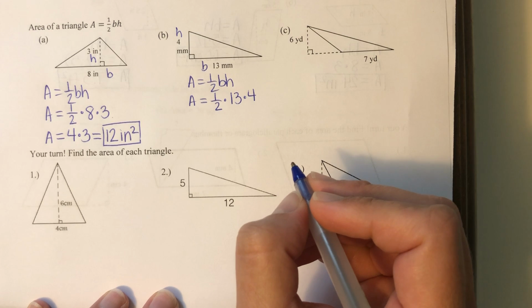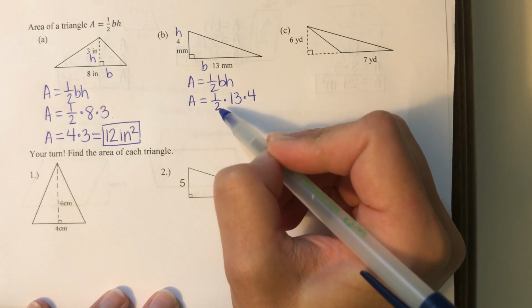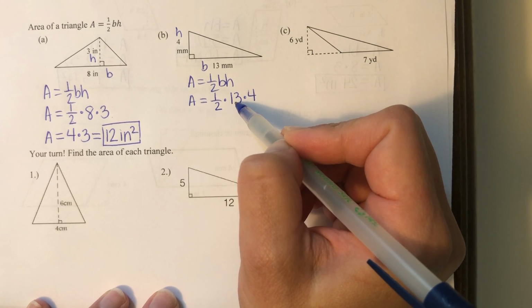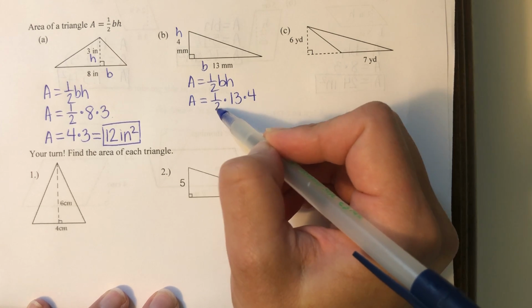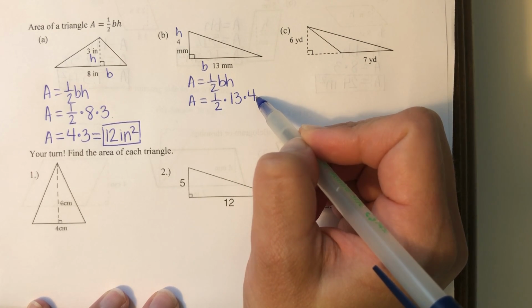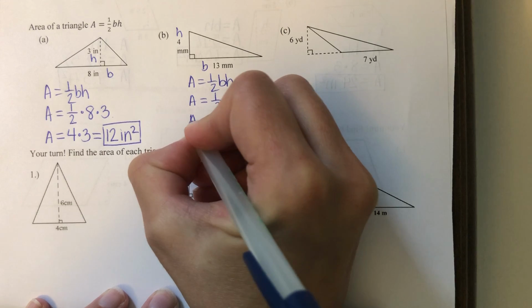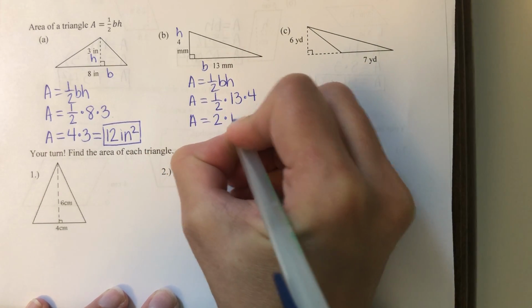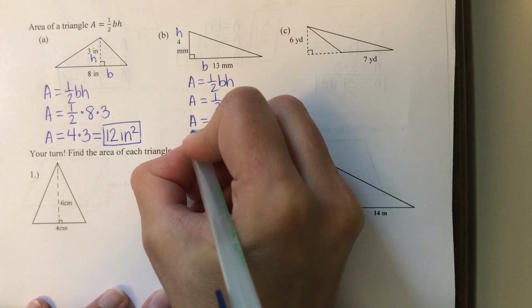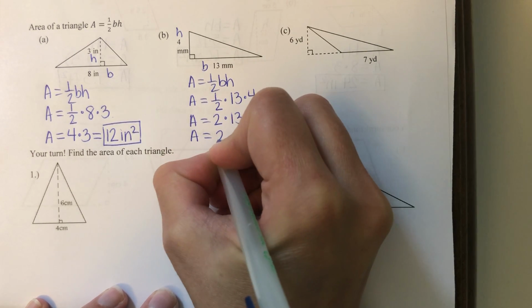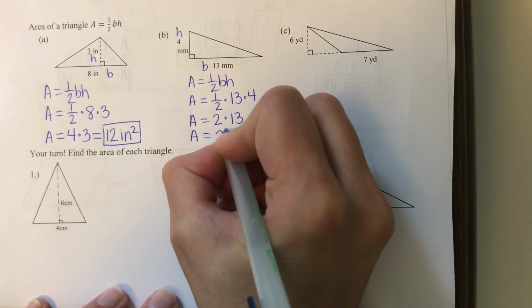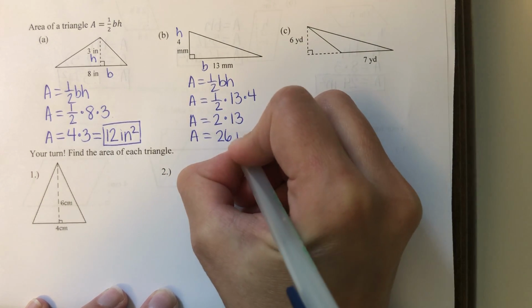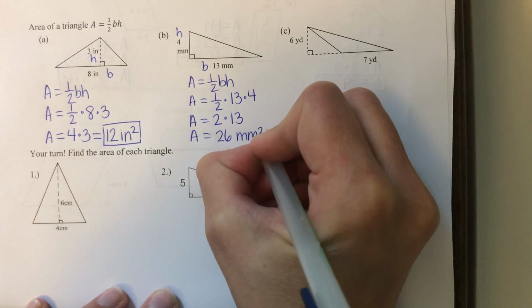Again, I'm going to make a decision about which number I want to take 1/2 of. 1/2 of 13 is a decimal. I don't like it. 1/2 of 4 though is pretty. It's a 2. So 1/2 of 4 is 2. I haven't used the 13 yet, so I'll bring that down. And then 2 times 13 is 26, and the unit is millimeters squared.